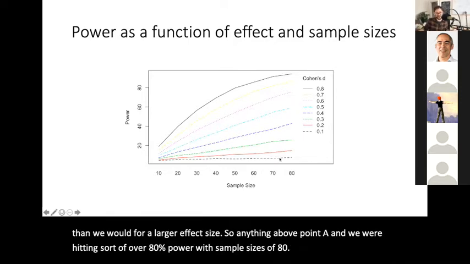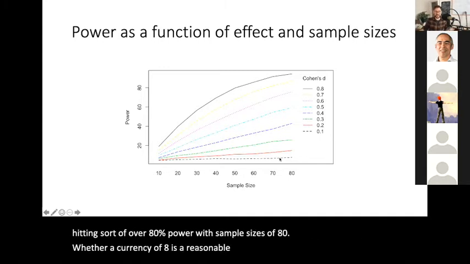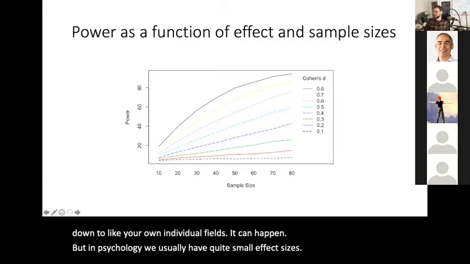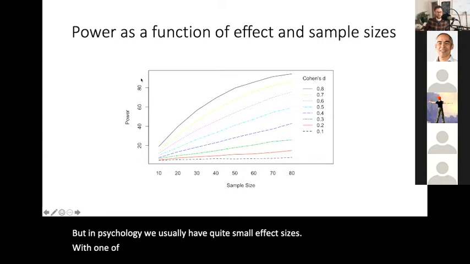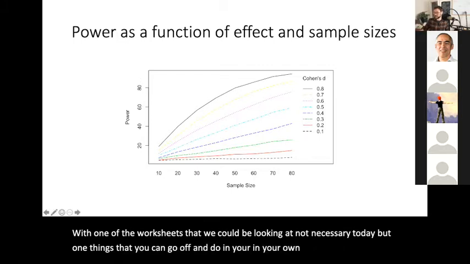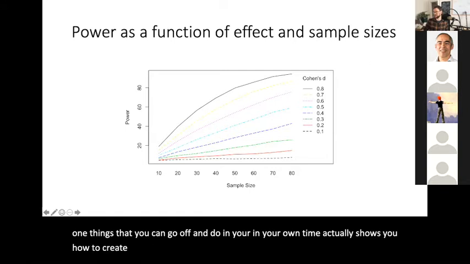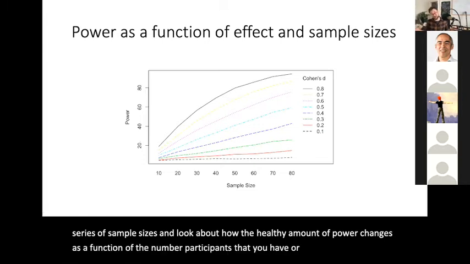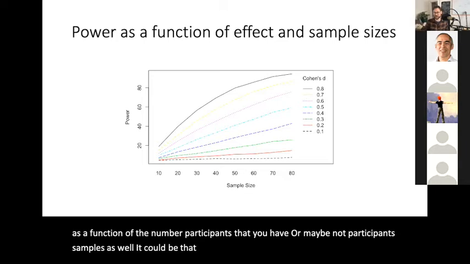Whether a Cohen's d of 0.8 is a reasonable effect size to expect in your research is down to your own individual fields. It can happen, but in psychology we usually have quite small effect sizes. One of the worksheets that we're going to be looking at, not necessarily today, but that you can go off and do in your own time, shows you how to create one of these plots. You put in a series of effect sizes and a series of sample sizes, and look at how the amount of power changes as a function of the number of participants that you have, or maybe not participants, samples as well.